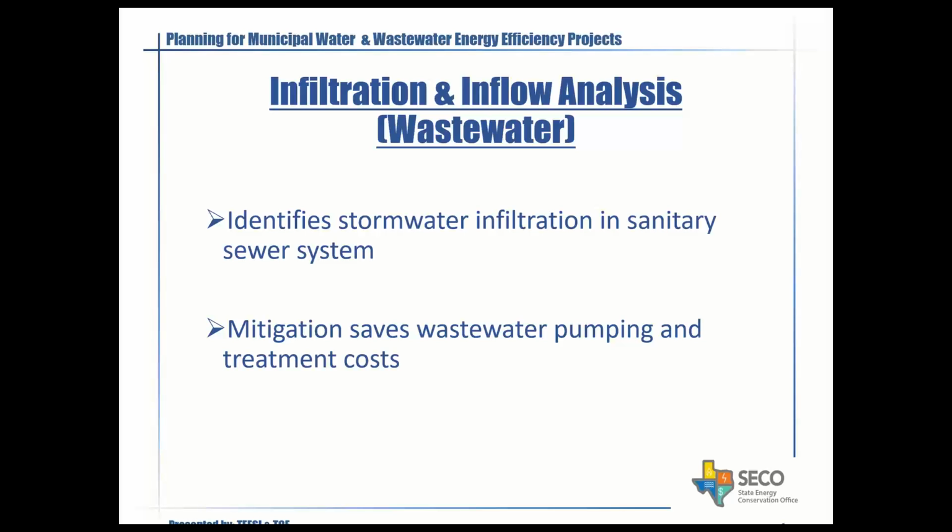So on the wastewater side, we are recommending implementing an infiltration and inflow analysis that can identify your stormwater infiltration, and this will mitigate your wastewater pumping and treatment. And we found some cities have I&I as high as 20% easily, and some have inundated themselves 100%, 200%, 300% over the years.